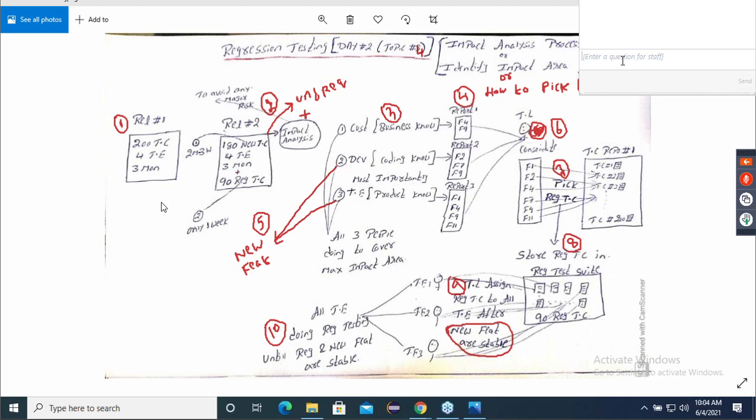Point number 1. Notes on class notes. Hey, which section I note? One minute, guys. Message.